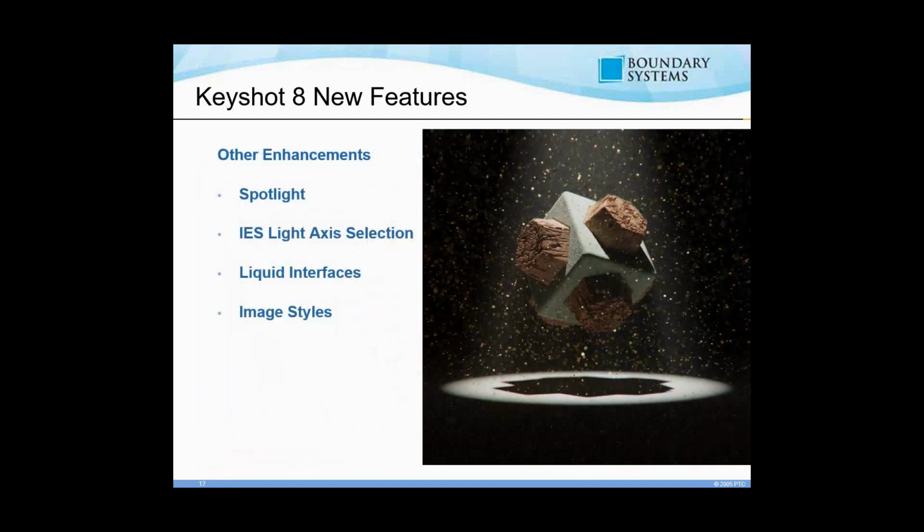All right, so some of the other Keyshot 8 enhancements, because we can't really cover everything in this webinar. Some of those include the spotlight enhancement. They've added the ability for you to create a spotlight in a very simple configuration where you can specify, for example, the radius of the light beam and the angle of the cone, and that specifies how much light is cast. You can see from this image here that's what's casting the light down from the top of the scene.